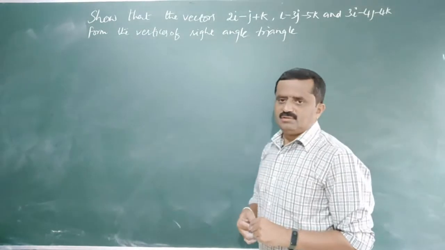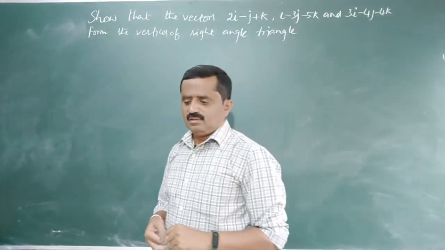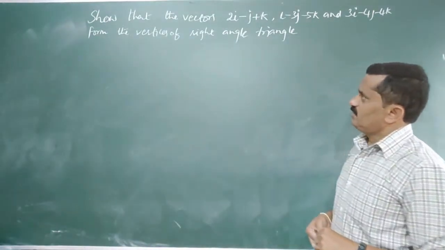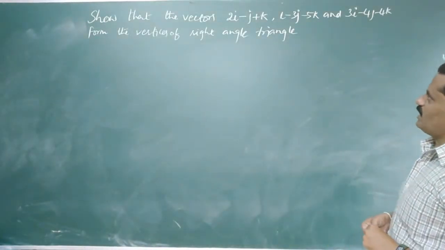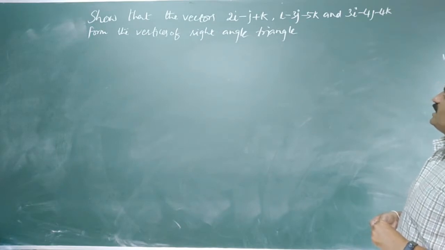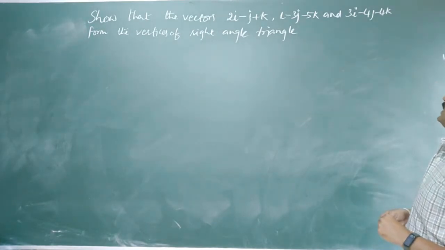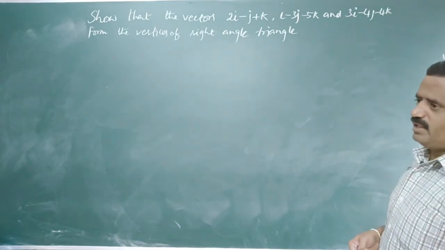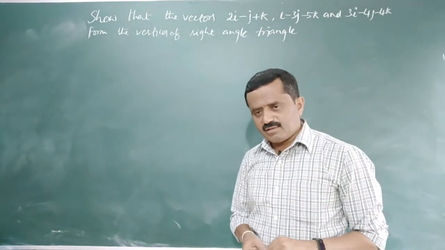Today we shall continue the problems. Here we have to show that the vectors 2i minus j plus k, i minus 3j minus 5k and 3i minus 4j minus 4k form the vertices of a right angle triangle.